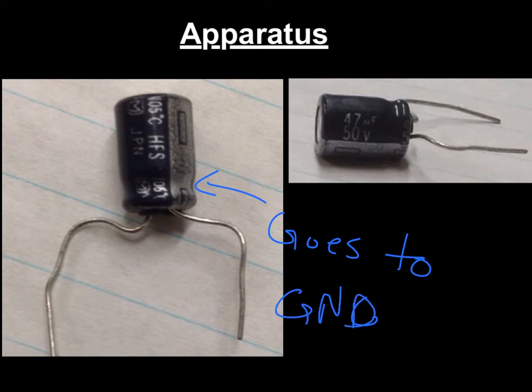Alright? And the reason is, when it's an electrolyte, there's this chemical reaction that takes place. It builds up a metal oxide layer that charges up in one direction. If you put it backwards, you strip the metal oxide layer. It sounds like popcorn, it smokes, and it smells really bad. Oh, and it stops working, so please don't do that. So always make sure that your silver line goes to ground.